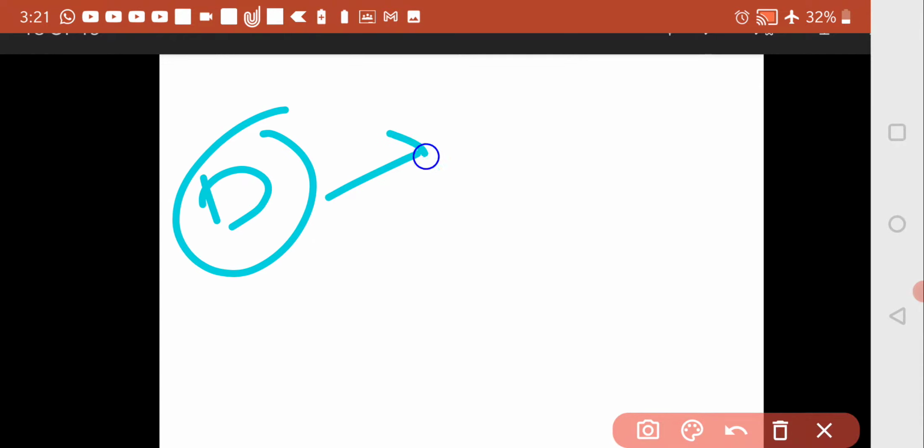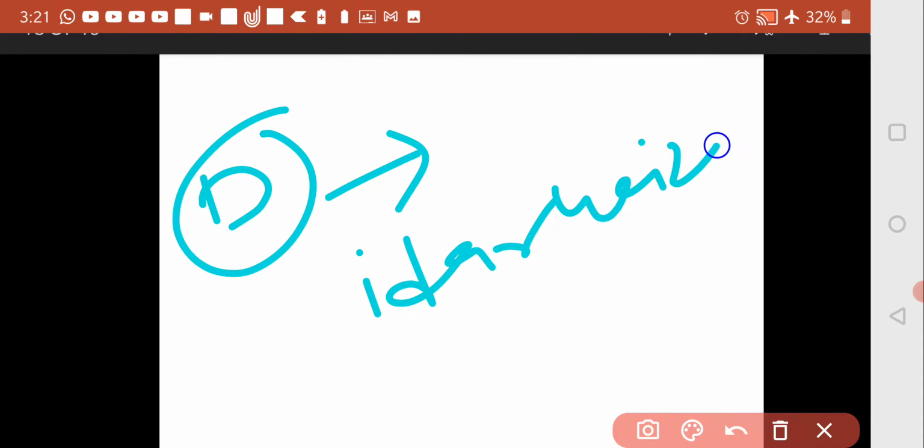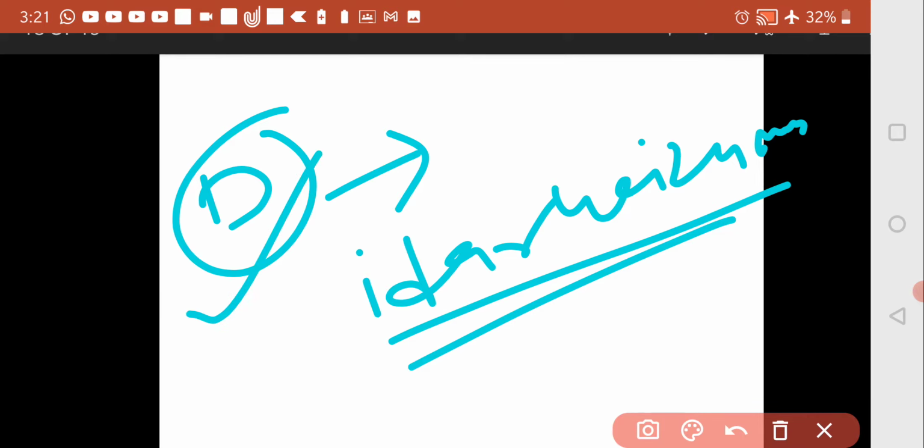We already learned about dabigatran. For dabigatran, there is idarucizumab. Idarucizumab is the antidote for dabigatran toxicity. So that is all about the oral anticoagulant drugs.